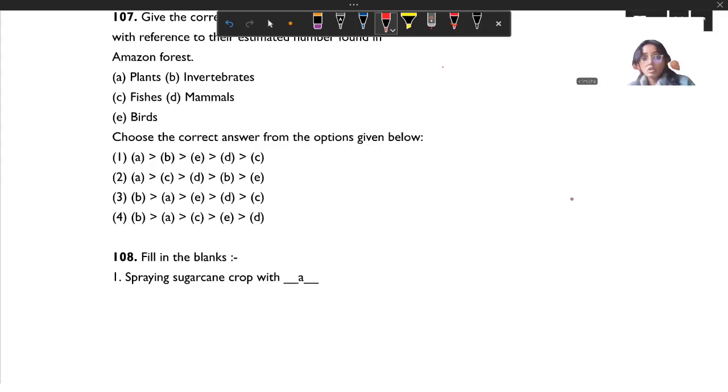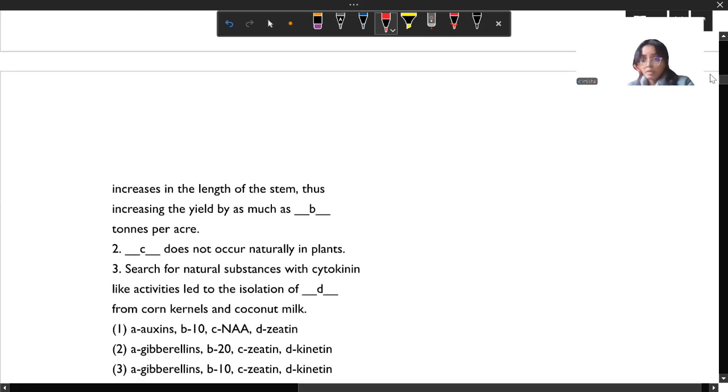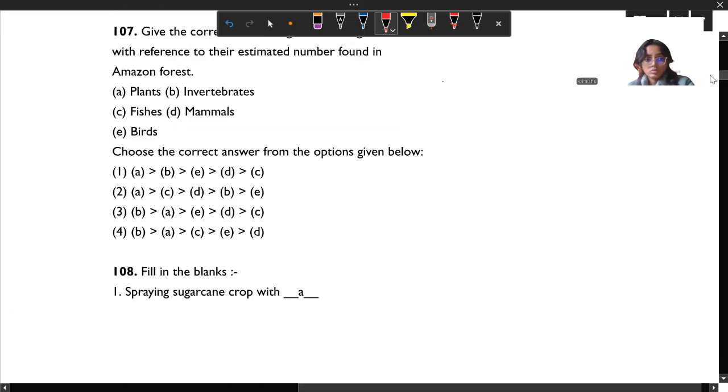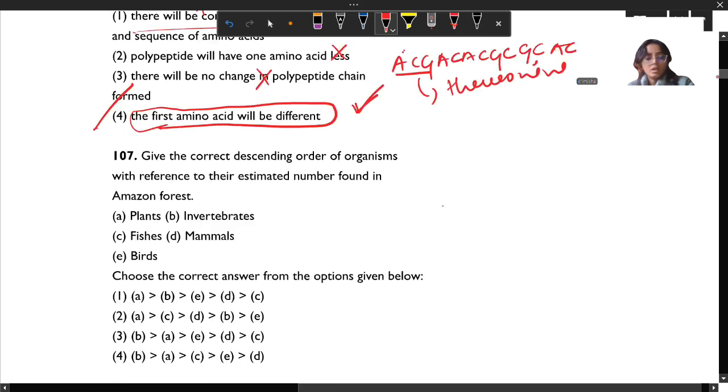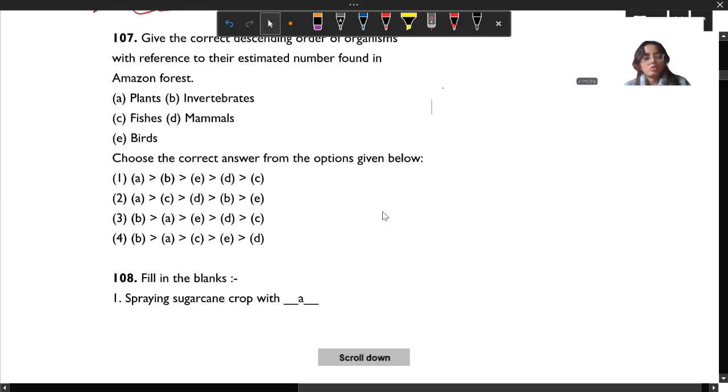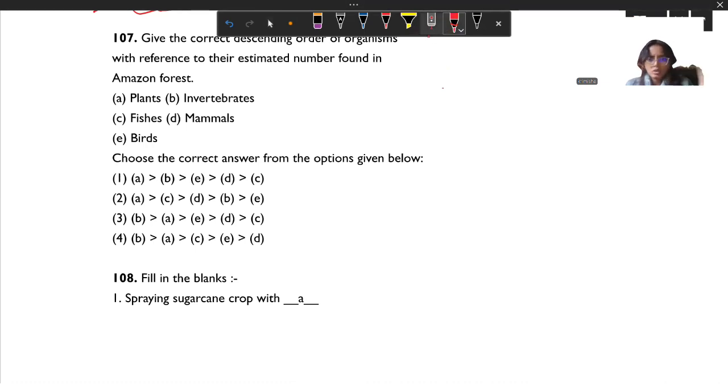So moving on to question 107. Give the correct descending order of organisms with reference to their estimated number found in the Amazon forest. So my friends, this is a very, very memory-based question. This is total memory. Read NCERT, remember and put it on your paper.